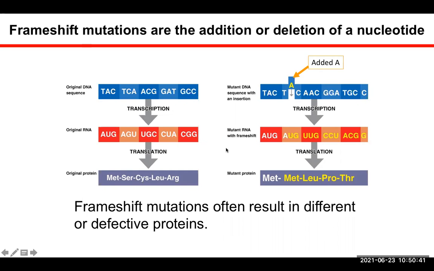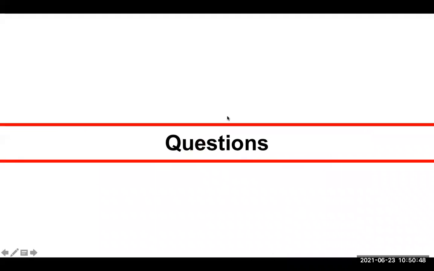So what I really want you to know are these different kinds of point mutations and what implications they can have. If you guys have any questions, let me know.